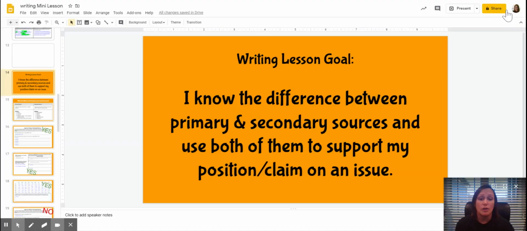The goal of today is that by the end of the lesson, I want you to be able to say, I know the difference between a primary and secondary source, and I can use both of them to support my position or claim on an issue. That's what you should be able to do by the end of our lesson today.